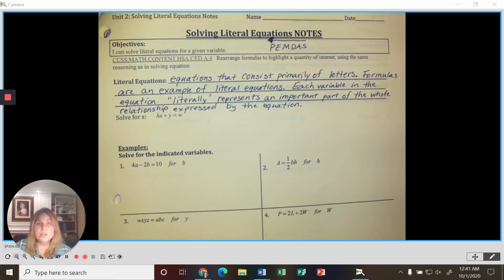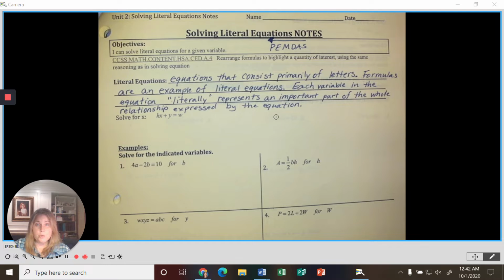Today we are looking at solving literal equations, and our learning target is that we will be able to solve literal equations for a given variable. First of all, let's talk about what a literal equation is. Literal equations are just equations that consist primarily of letters, so they have more letters than they do numbers. Formulas are an example of literal equations. Each variable in the equation literally represents an important part of the whole relationship expressed by the equation.